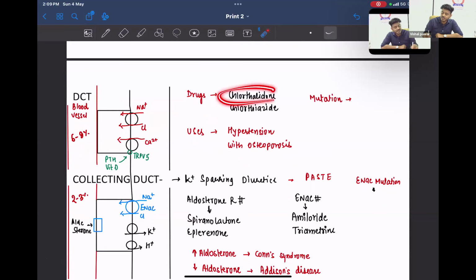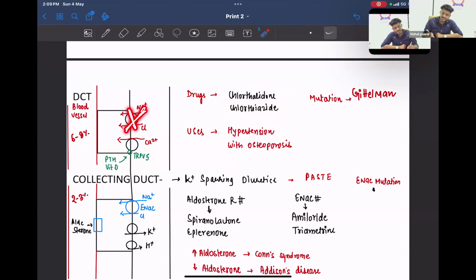The drugs which are working over here are known as thiazides. These are chlorthalidone, and we are having chlorothiazide. Mutation of this particular pump will lead to a specific syndrome. The name of the syndrome is Gitelman syndrome. Gitelman syndrome, right?